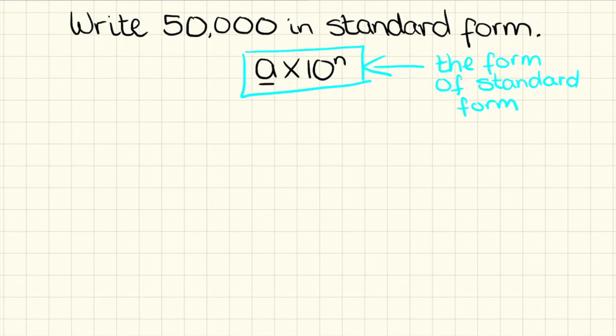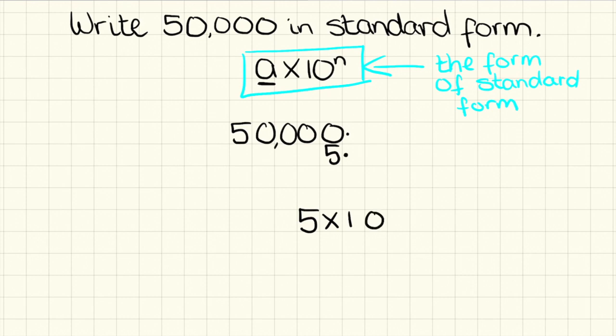Write 50,000 in standard form. We're going to use the form a times 10 to the power n. First, I start by writing 50,000. I need to get a, which is between 1 and 10. If I write it in the units column, it will be between 1 and 10. So 5 is our first number.